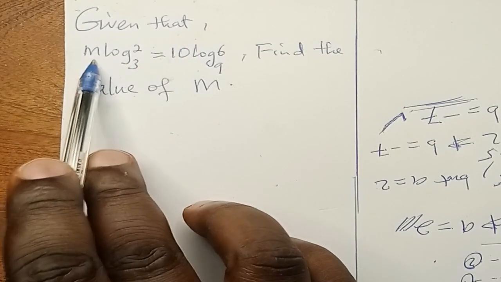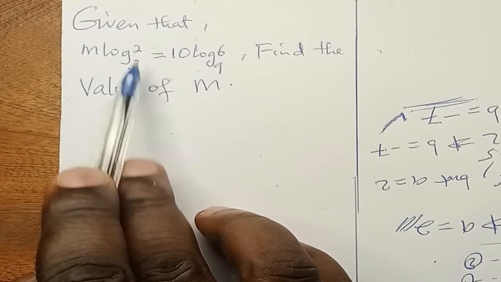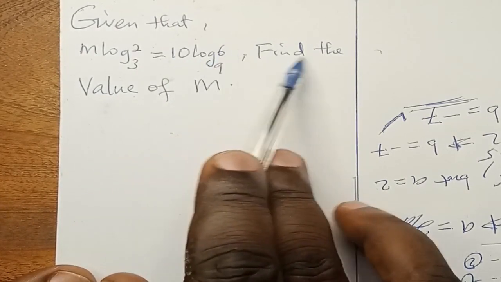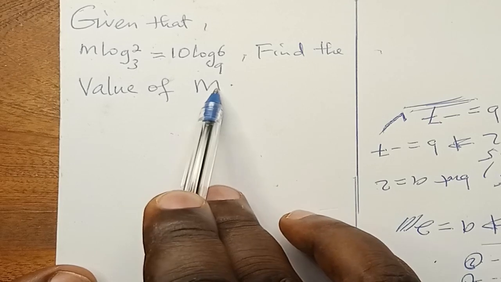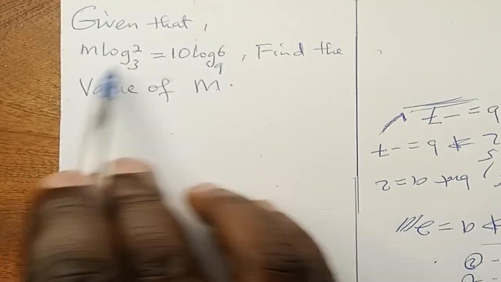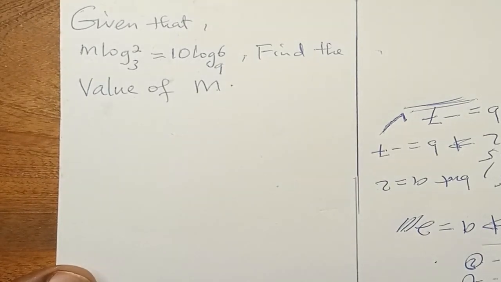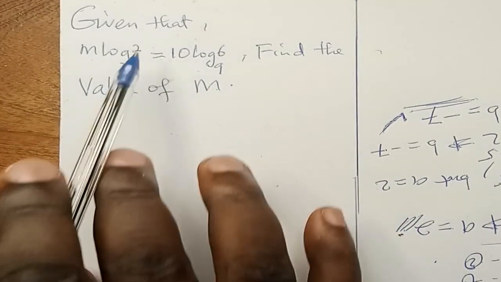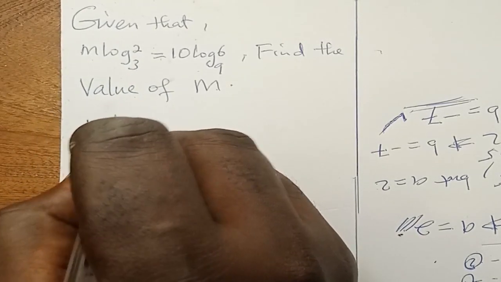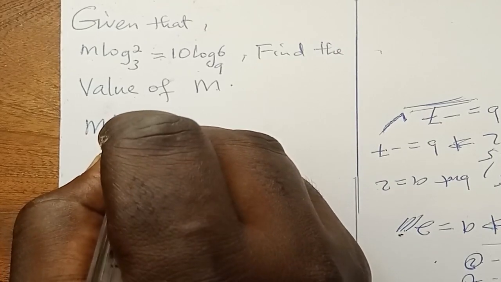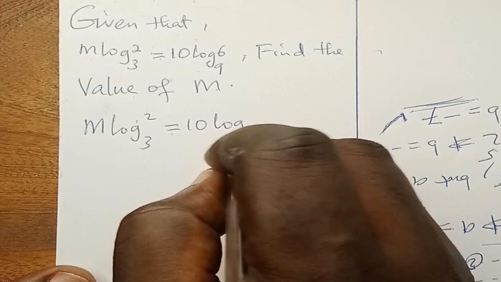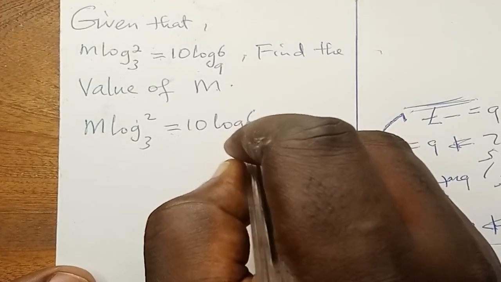Given that m log to the base of 3 power 2 is equal to 10 log to the base of 9 power 6, find the value of m. So this m that we can see here, we want to look for the value of m based on this expression. First, let's rewrite this expression: m log to the base of 3 power 2 is equal to 10 log 9 to the power 6.